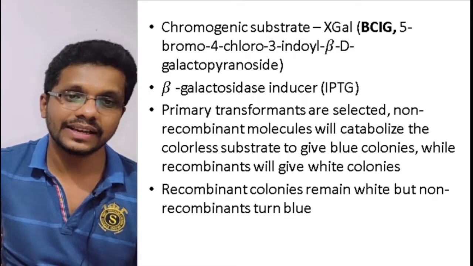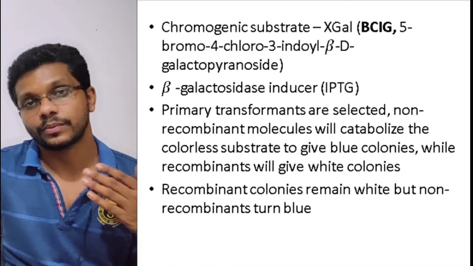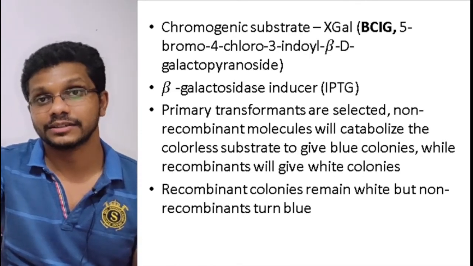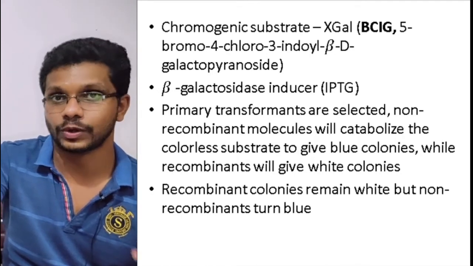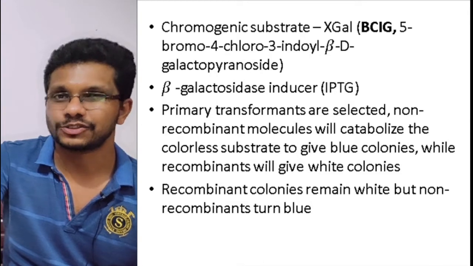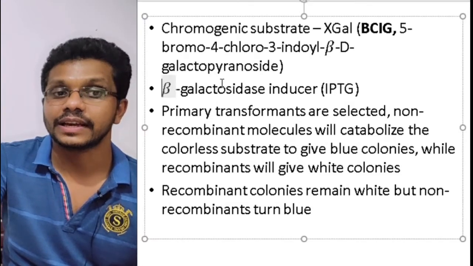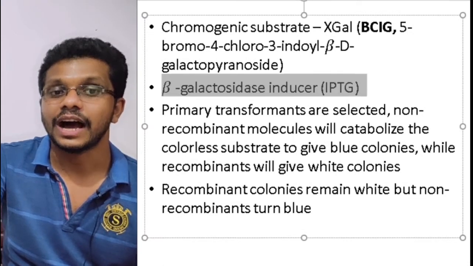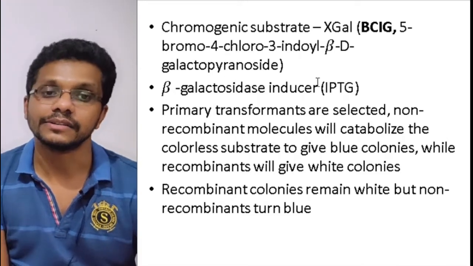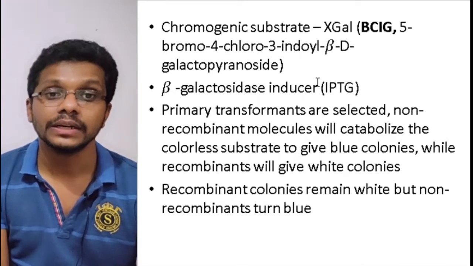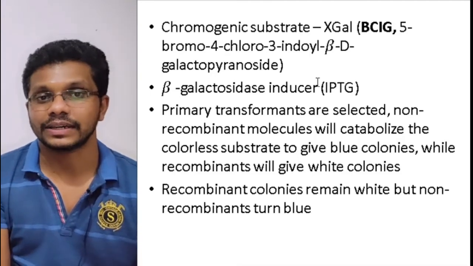So in the case of alpha complementation or blue-white screening, for beta galactosidase, the inducer, as you know for the lac operon, is lactose or allolactose. So that's not a good inducer. So we are using some other type of inducer in the experiments. We are using IPTG. IPTG is a chemical used as an inducer for the lac operon and for the beta galactosidase gene, and the substrate we are using is called X-gal.